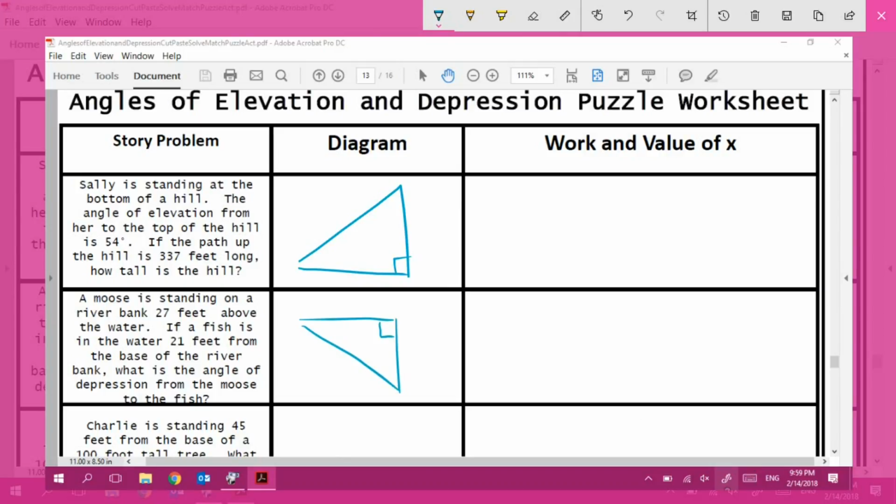This makes it simple because there's only two types of triangles you can draw. There's elevation and depression. So remember that. If you don't have that, write that down. Alright, so let's look at the first problem.